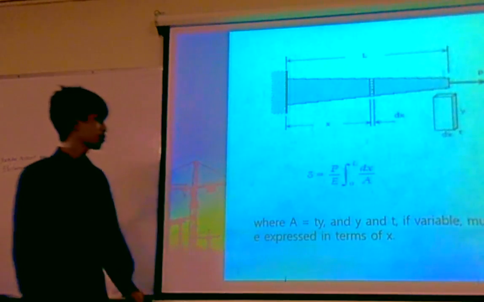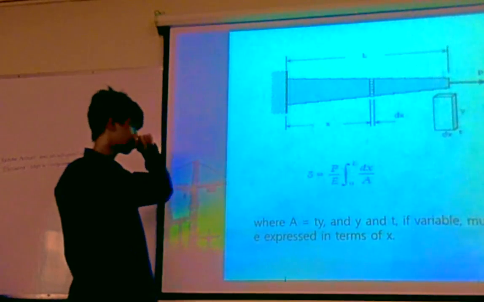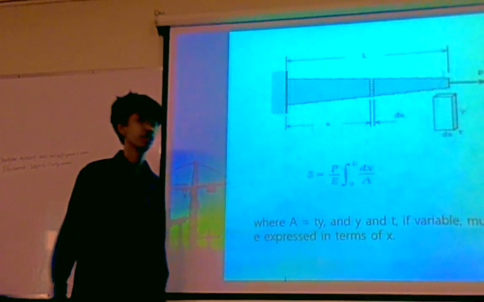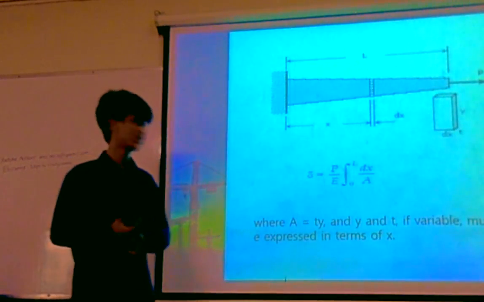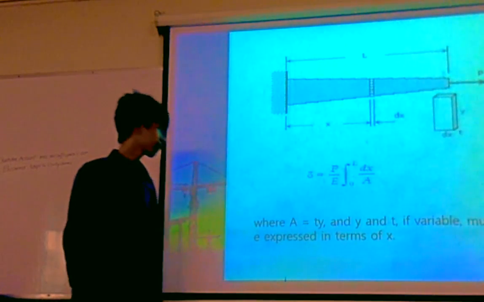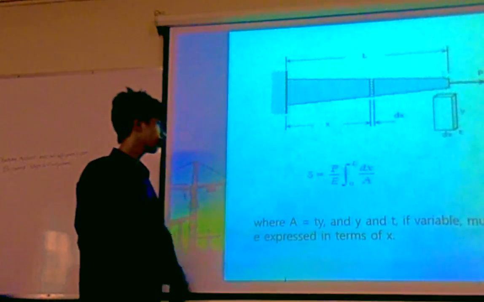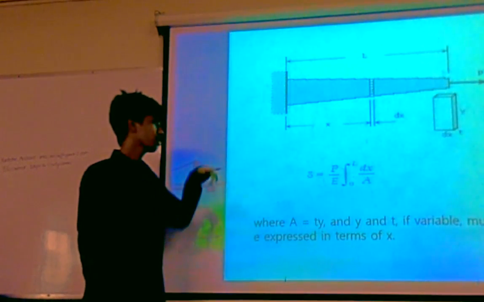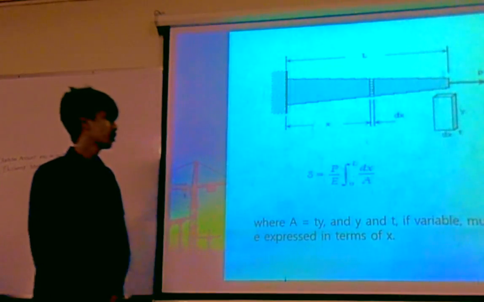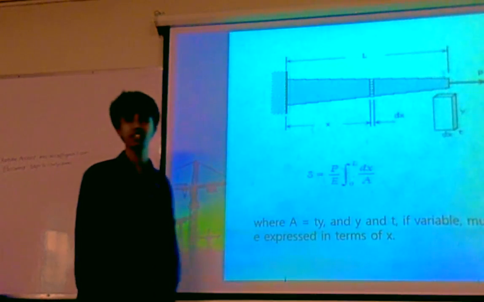It doesn't have a uniform cross-sectional area like this one. We take a differential length, and we will use integration to get the deformation. This is the formula where the area is a function of x, and if it's variable, it must be expressed in terms of x.